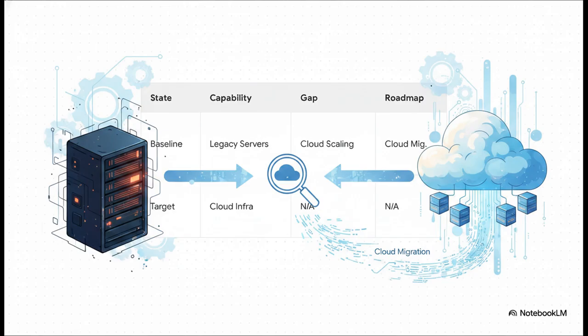Notice how the baseline state, let's say you're running legacy on-premise servers, maps against a target state that requires an integrated cloud infrastructure. The gap we've identified here is modern cloud scaling. Boom! By identifying that missing capability, we instantly prioritize our candidate roadmap component. In this case, it becomes a cloud migration initiative. This right here is exactly how you logically justify and prioritize your technology investments for the upcoming phases.